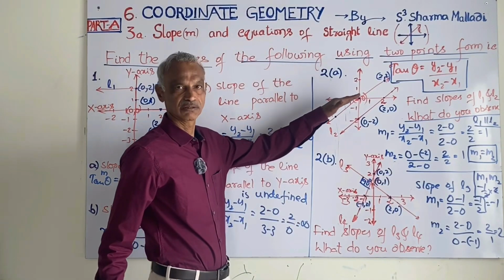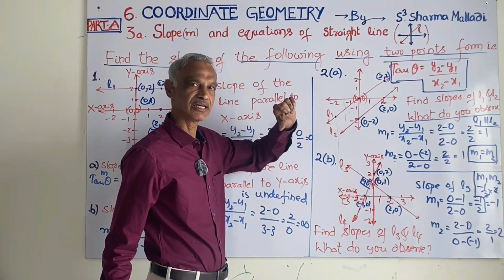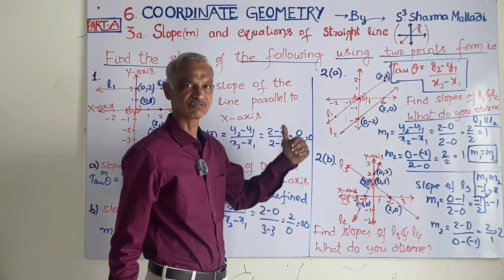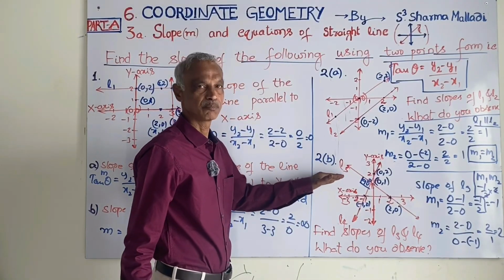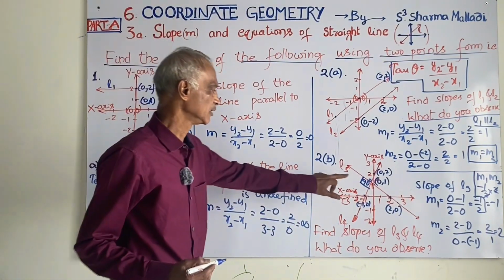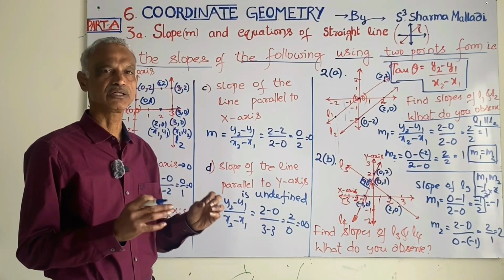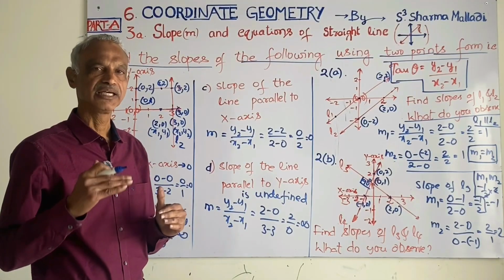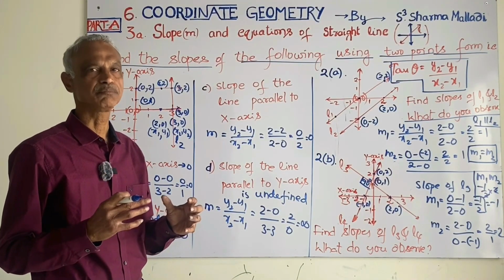If slopes are equal, then they are parallel lines. For parallel lines, slopes will be equal. If the product of the slopes is equal to minus 1, then they are perpendicular lines. The angle between these two lines will be 90 degrees. If you understand the slope, you can do coordinate geometry very easily. In higher studies also, it is very easy to solve any problem.